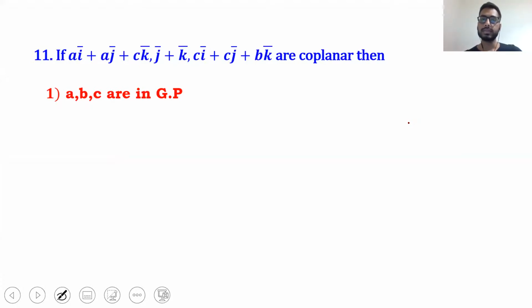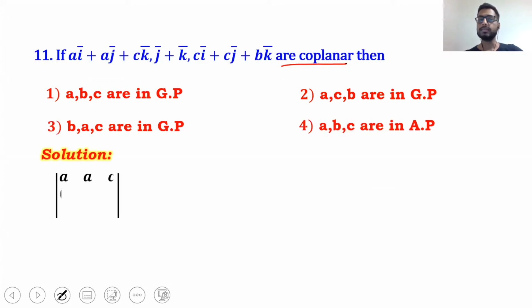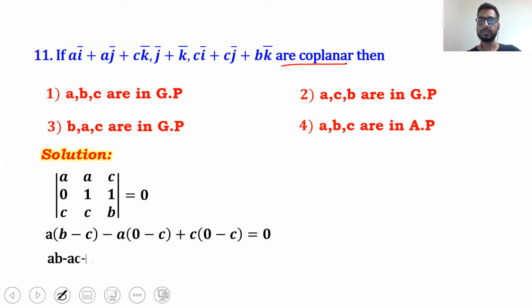Three vectors are given to you, and you have to find the relation between A, B, and C. It is given that these three vectors are coplanar. So we'll start with what is given. If the three vectors are coplanar, I can say that their determinant value is going to be equal to 0. And we'll just equate that with 0 and simplify. Upon simplification, we get a relation over here. We get the relation as C square is equal to AB.